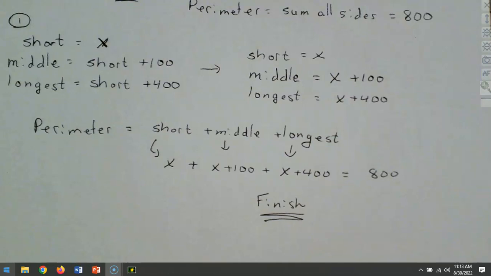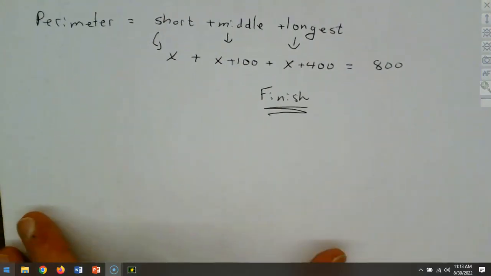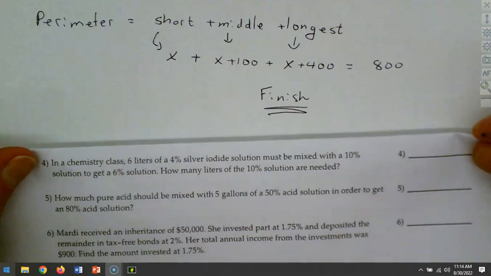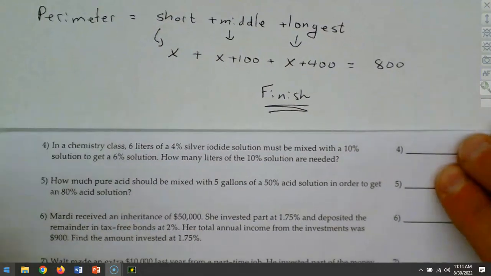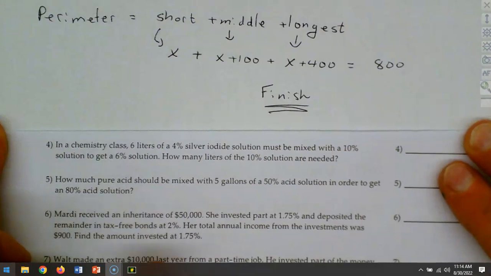Question 4 is a mixture problem. So I'll leave this one up so you can finish copying it. Let's look here at question 4. Question 4 is a classic mixture problem.